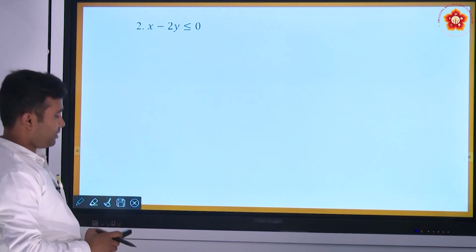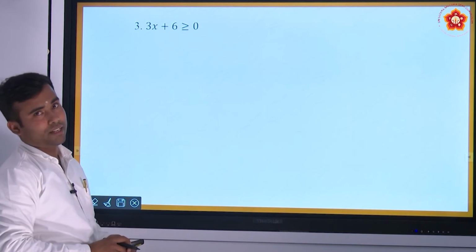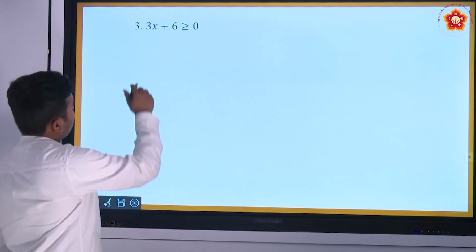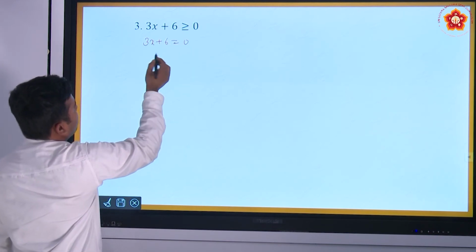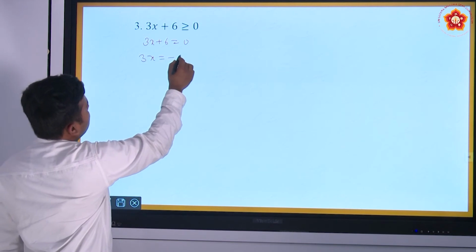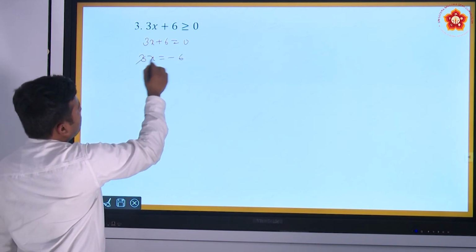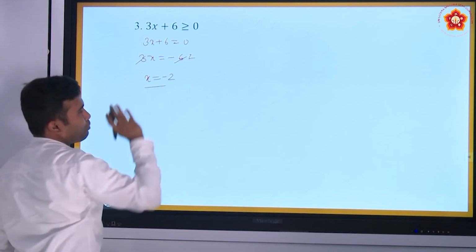Let us have another problem. 3x plus 6 is greater than or equal to 0. I am going to write the given as 3x plus 6 is equal to 0, so you can solve it. So 3x is equal to what? Minus 6. 3 ones are 3, 3 twos are 6. So then what is x? X will be minus 2.